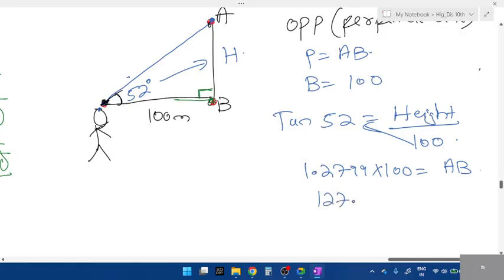127 point. How do you shift, students? For two zeros, which side do you shift? Right hand side. 127.99 meters is the height of the building. Understood?